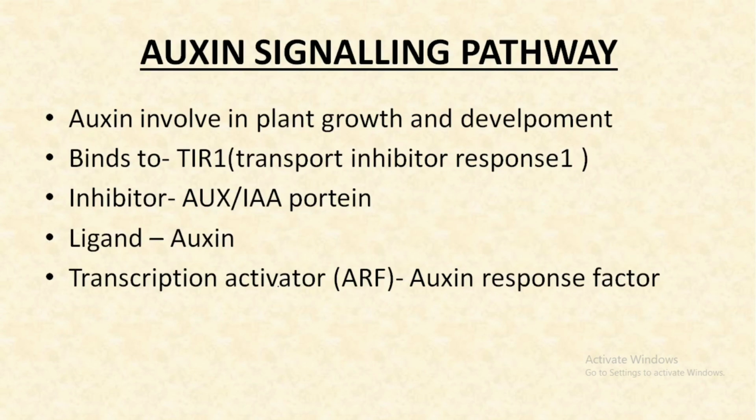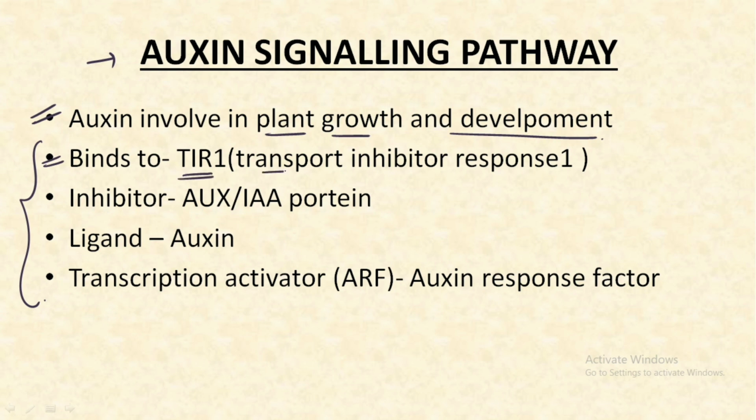So let's understand the last point, that is the auxin signaling pathway. We have the auxin which is involved in plant growth and development, and the complete process takes place with the help of these 4 partners. That is, the auxin binds to TIR1, the transport inhibitor response 1. The inhibitor of this complete mechanism is the AUX/IAA protein. Then we have the ligand, the one that actually binds, which is the auxin, and we have the transcription activator, that is ARF, the auxin response factor.